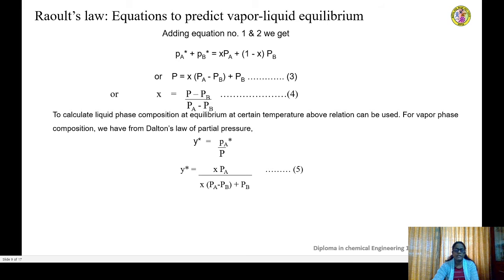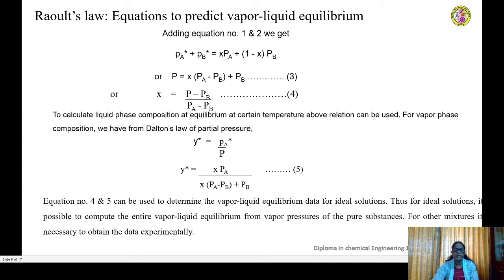So that is how you can get the X versus Y star relationship at a particular temperature and pressure, and that is how you get the vapor liquid equilibrium data. Once you get a set of X and Y star values for the given system, you can plot the equilibrium curve and do whatever calculations are required for the particular distillation operation.